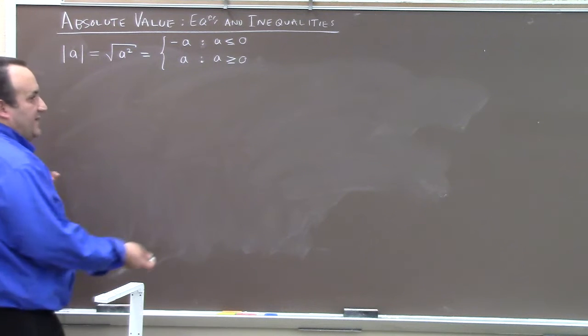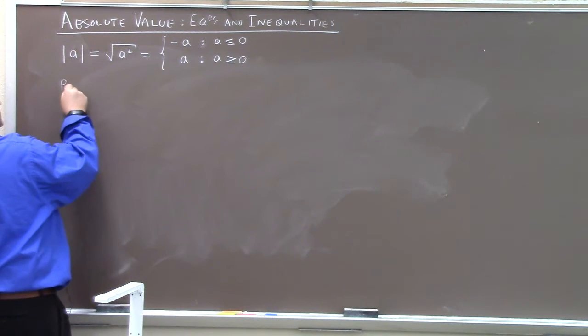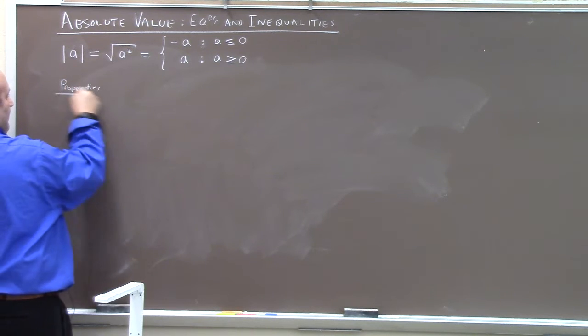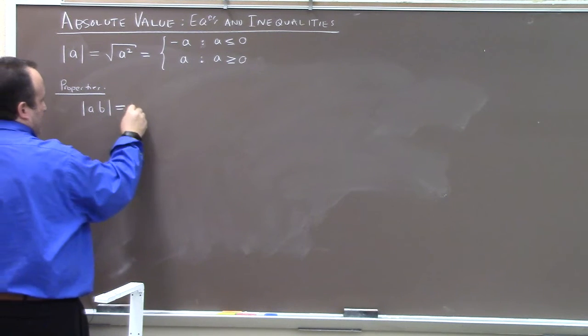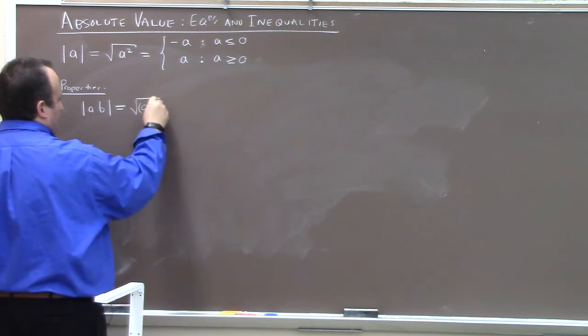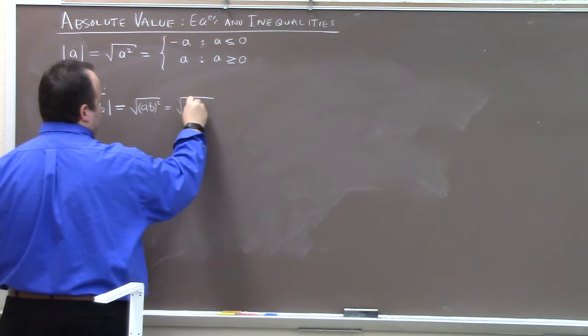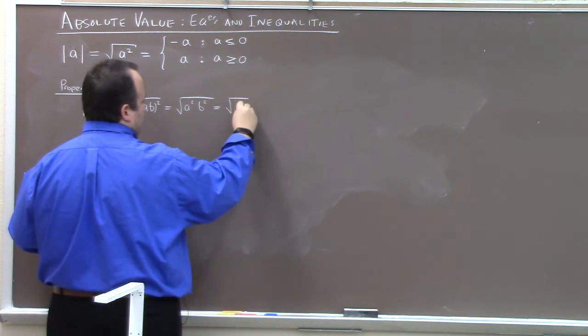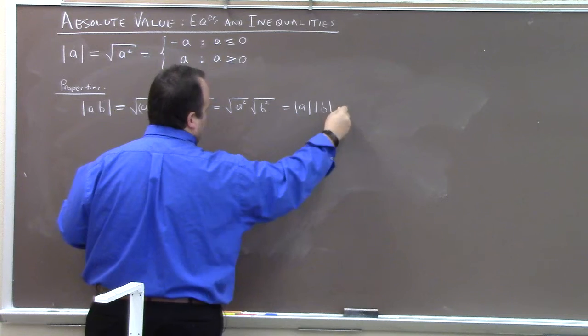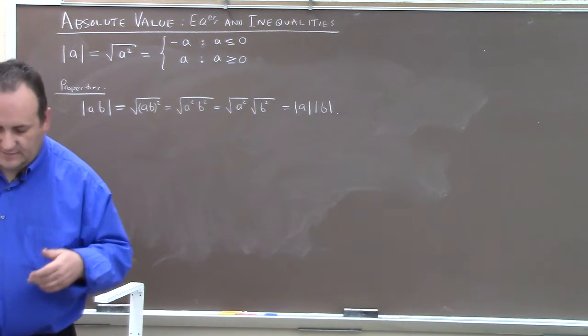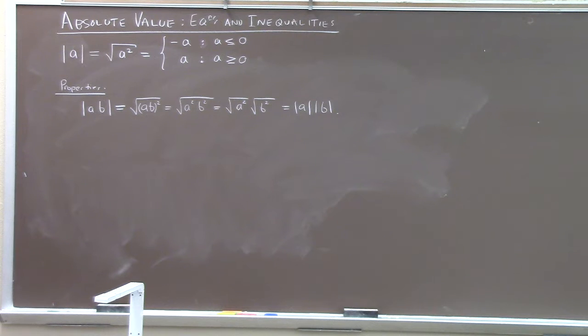So, for example, what are properties of absolute values? The absolute value of AB is the square root of AB squared, right? Which is the square root of A squared B squared, which is the square root of A squared times the square root of B squared, which is that. So the absolute value of a product is the product of the absolute values. Right? I don't do many proofs in this class, so there you go. This is a rare event. I have proved a property.